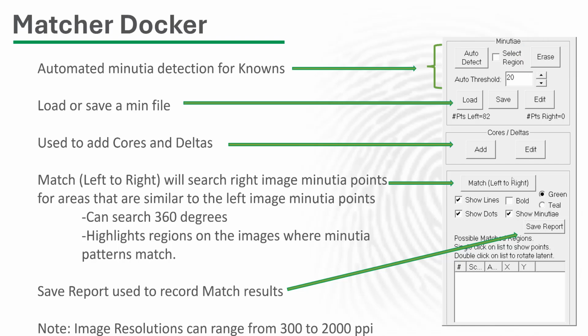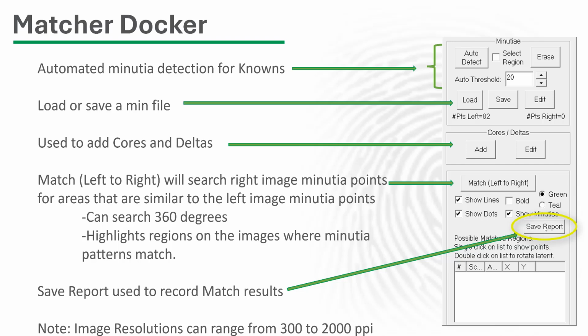The match left to right button will search the right image minutia points for areas that are similar to the left image minutia points. You can search 360 degrees. You can limit the search areas to near cores and deltas. Those are options after you click the button. After the algorithm has run, the top matching minutia points will be displayed on both sides. And this area here will be populated with the scores for the different regions, the angles the latent needs to be rotated at that location, and these are the X and Y locations of the match.